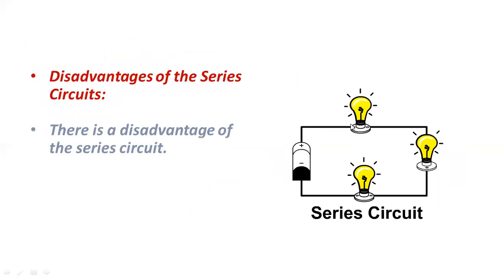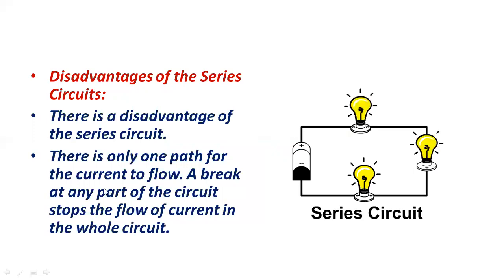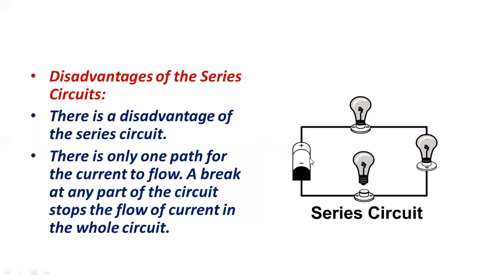Disadvantages of the series circuit. There is a disadvantage of the series circuit. What is that disadvantage? There is only one path for the current to flow, and a break at any part of the circuit stops the flow of current in the whole circuit. If we remove this bulb, you can see all the bulbs will turn off. The reason is that any break at any point in the series circuit will stop current flowing in the complete series circuit. So by removing only one bulb, all the bulbs will turn off.